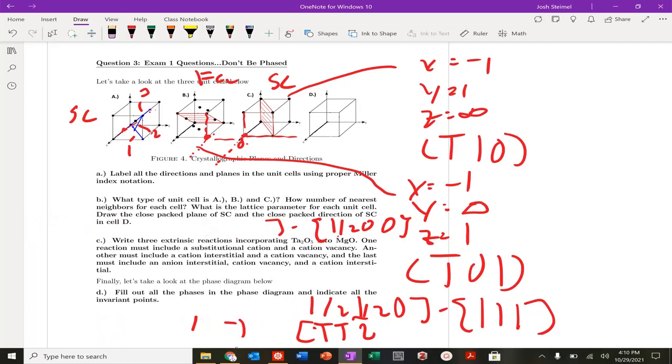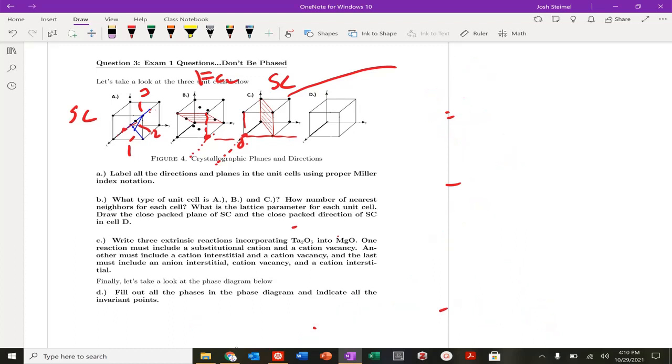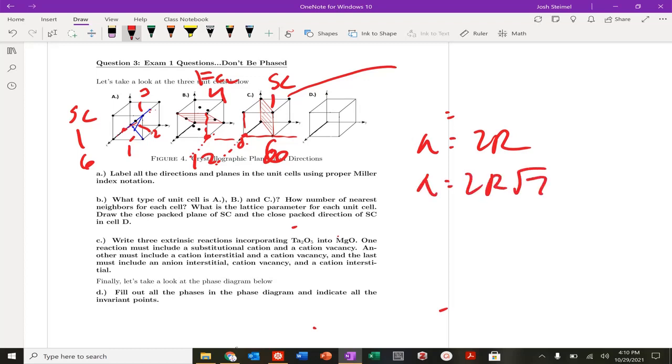Let's finish that out. What type of unit cell in A, B, C? FCC, simple cubic, simple cubic. What are my numbers of atoms? 1, 4, 1. How many nearest neighbors? This is going to be 6, 12, 6. What else? What is the lattice parameter? For simple cubic, a is equal to 2R. For FCC, a is equal to 2R root 2. In terms of R, lattice parameter. Draw the closest packed plane as simple cubic here.